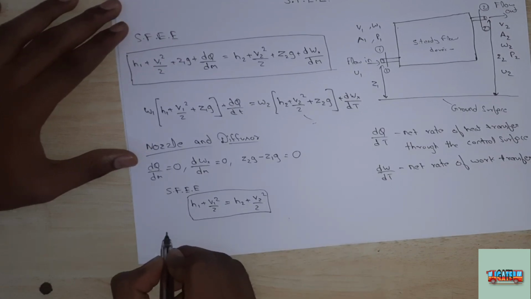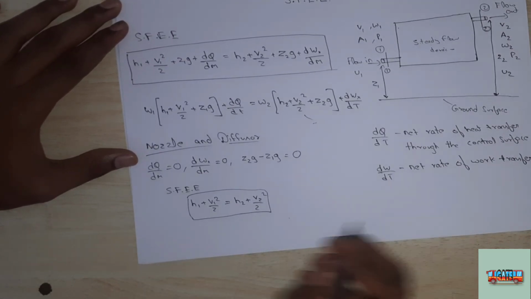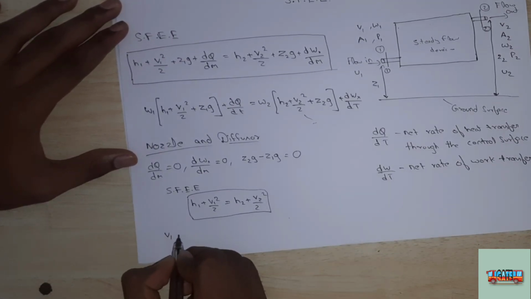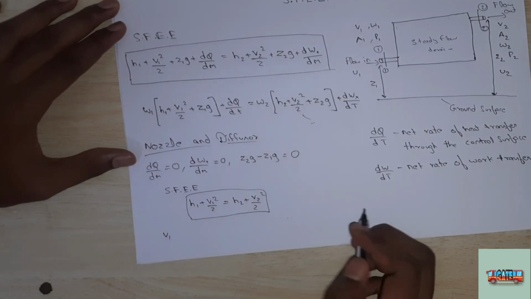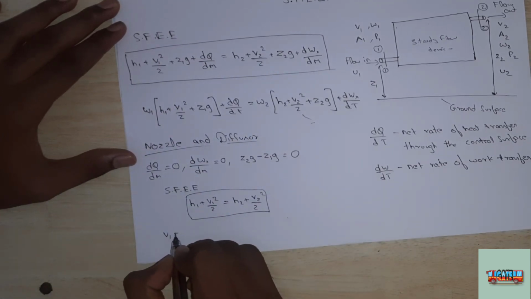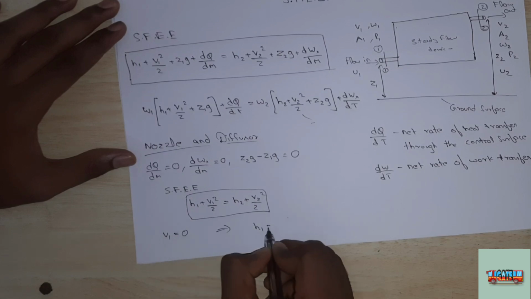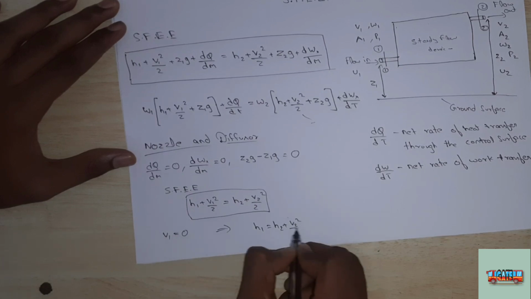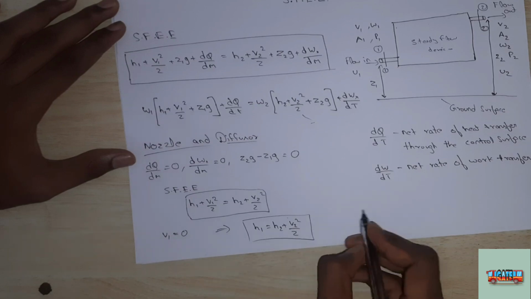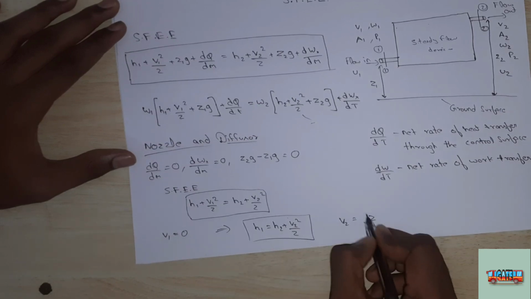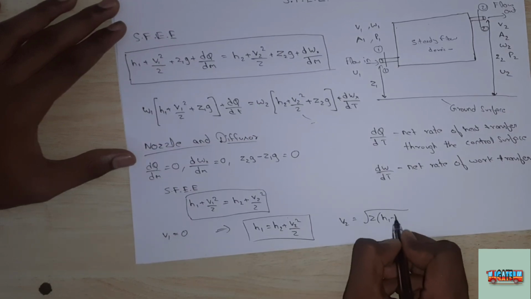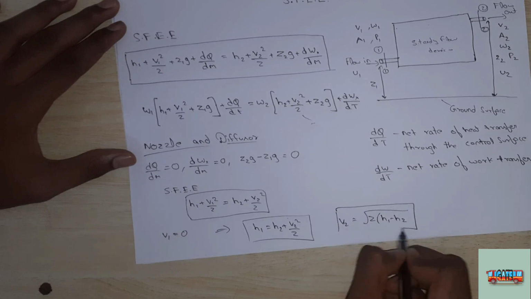So whenever the inlet velocity, that is the velocity of approach V1, is comparatively very small, then V1 becomes 0. Then the equation becomes H1 equal to H2 plus V2 square by 2. V2 equal to root over 2 times H1 minus H2.